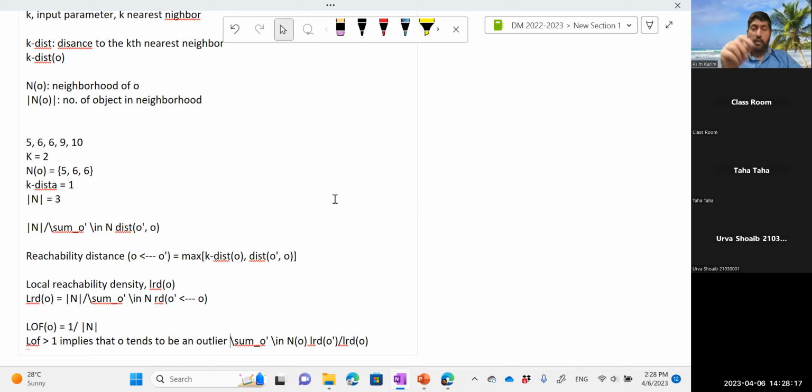But जैसे ही ये LOF बढ़ता है या LRD of O prime ज़्यादा होता है as compared to LRD of O, then LOF would become greater than 1, and as it increases, that object O tends to become an outlier.